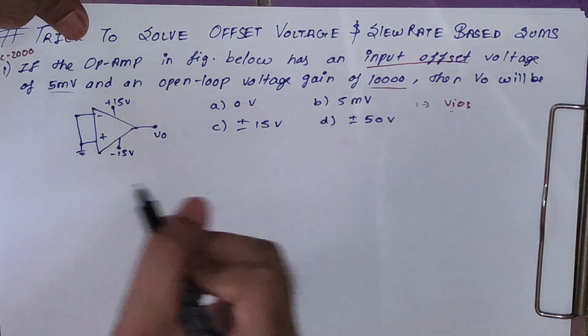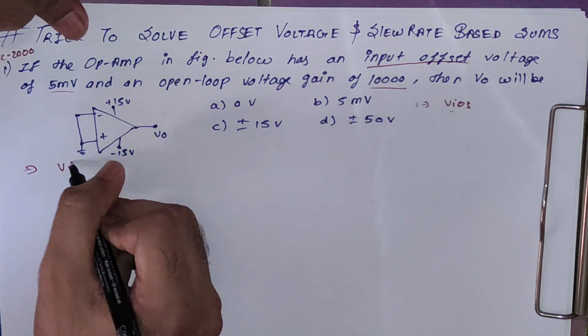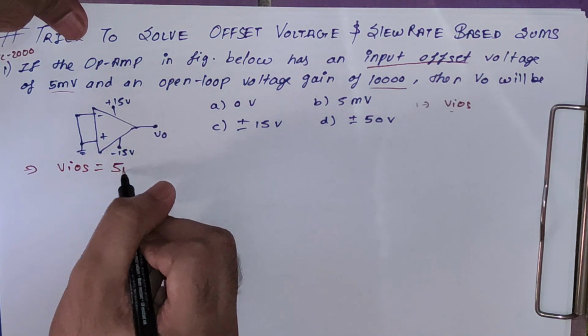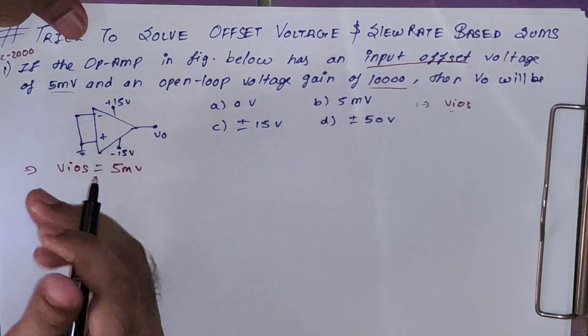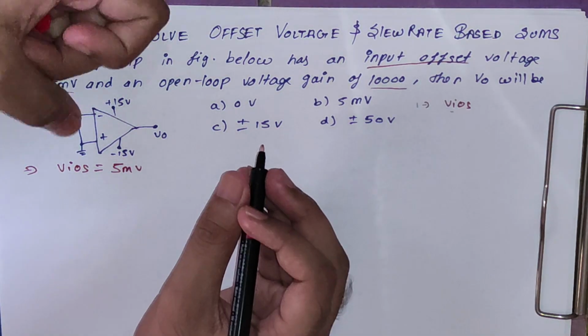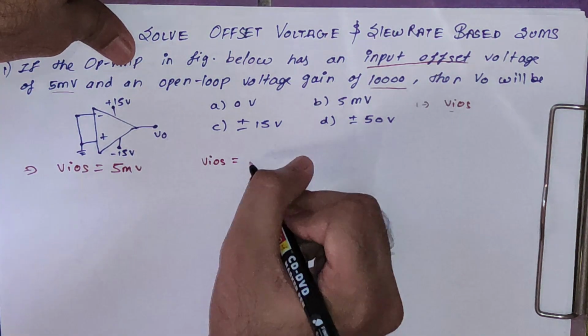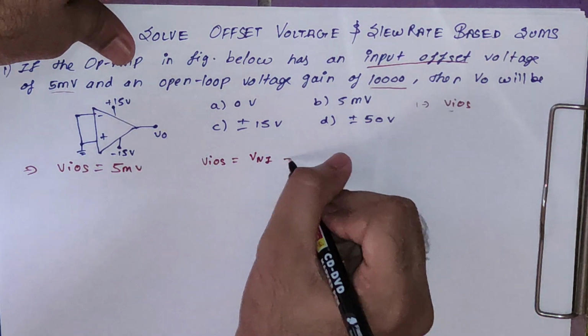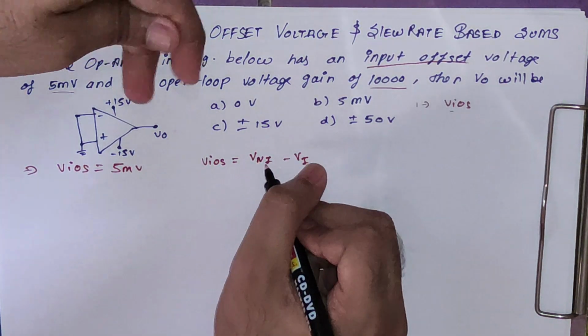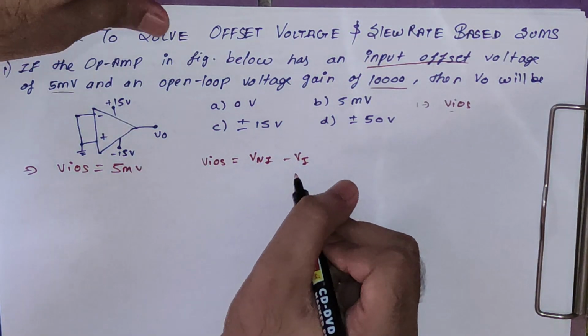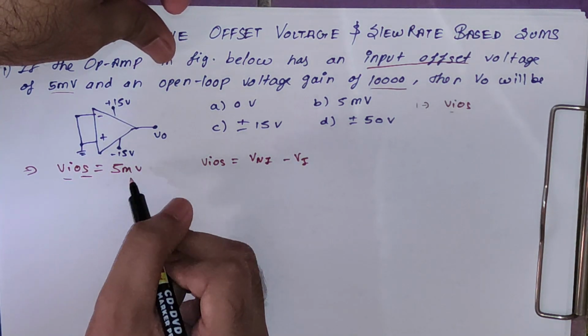So here in this sum we have VIOS as 5 millivolt. This is the notation for input offset voltage. And what is VIOS mathematically? VIOS is nothing but VNI minus VI, basically non-inverting voltage minus inverting voltage. So here we know this VIOS is 5 millivolt.